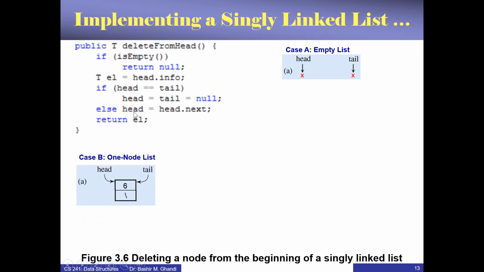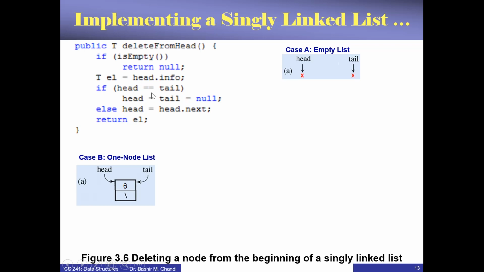Let me show you diagrammatically what we are talking about. This is our scenario. We have only one node, say containing 6. So how do we delete this only one node from the list? To do that, just make the list to be empty. How can we make the list to be empty? Just set head to be null and tail to be null. But before that, save this 6, because you need to return it. The method is not void, it's going to return a value. So that is the first statement here.